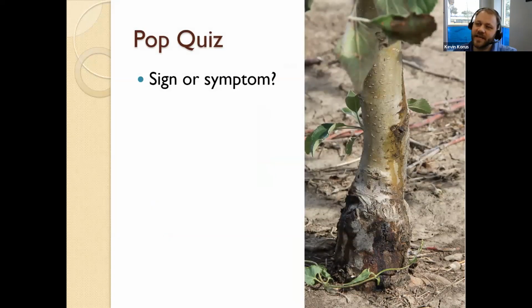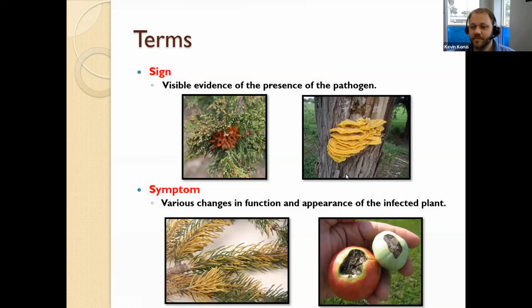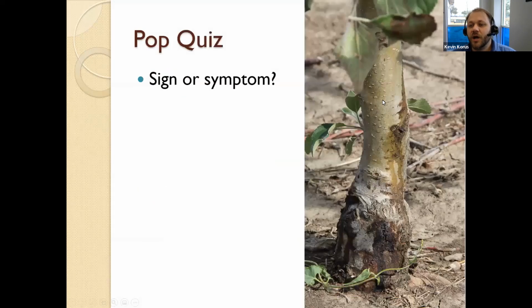Okay, pop quiz. Again, I know you can't really answer, but this is the trunk of an apple tree. And you can see there that it's kind of dripping. It's oozing, right? It's dripping or oozing. So what would that ooze be? Is that a sign or a symptom?